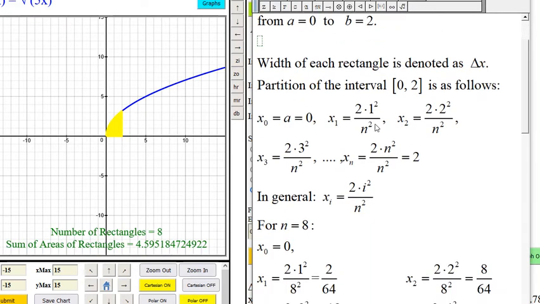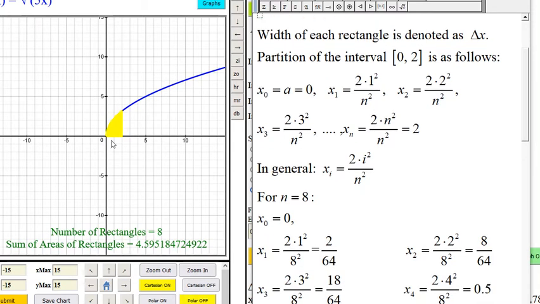To find a Riemann sum, we will form a partition of the interval from 0 to 2 as follows. Let x of 0 be 0, and then let x of 1 be 2 times 1 squared divided by n squared. And in this case, if we fill this region with 4 rectangles, then n would be 4.